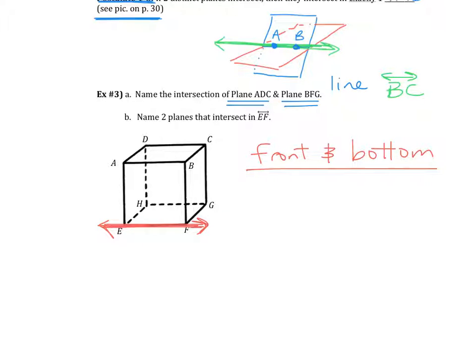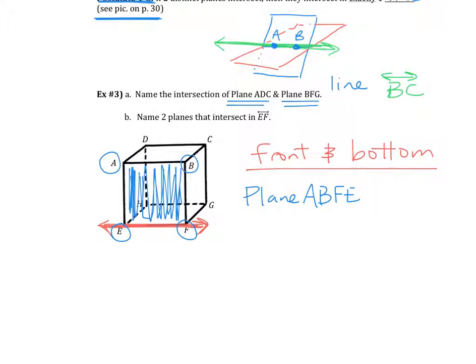Okay, so can someone name that front plane for me? So this plane here, how many letters do you need to name a plane? 3. Okay, what points make this square? A, B, F, and E. So you can pick any 3 of those 4, or you could just pick all 4 if that's more helpful for you. So we would say the front plane is plane ABFE, or you could just say ABF or ABE.